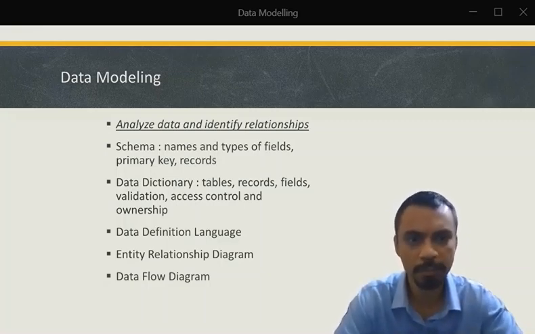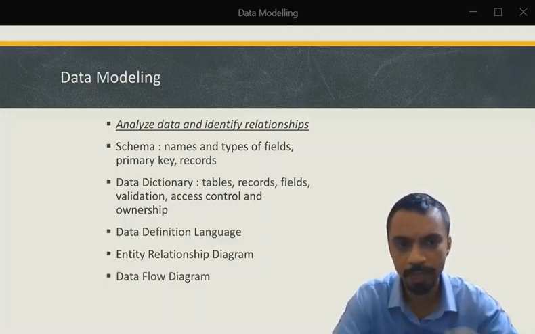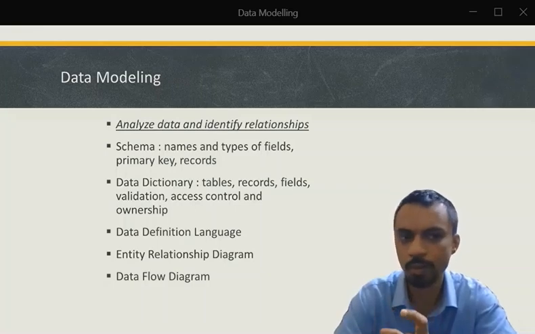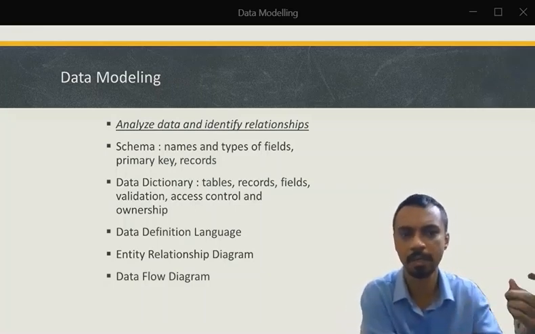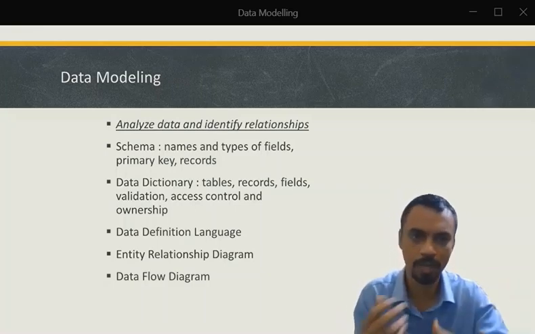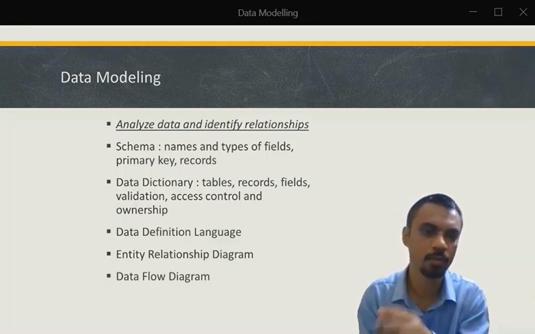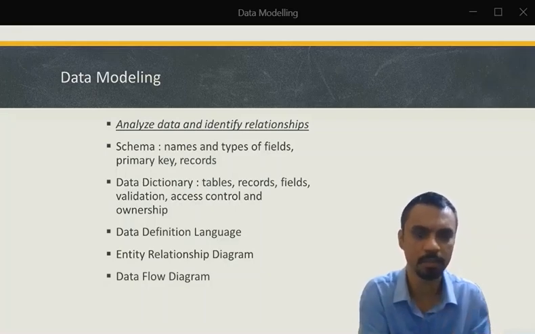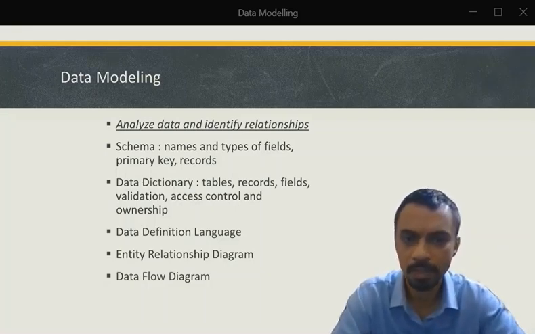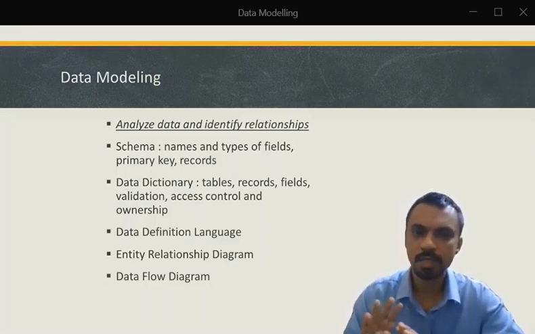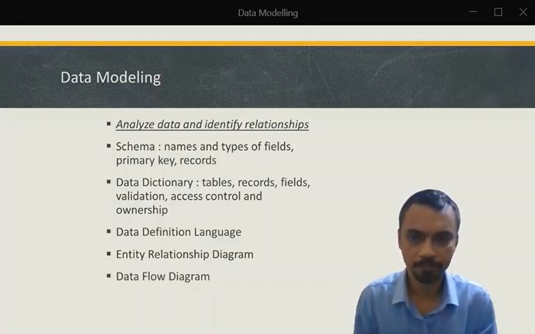Next is ownership. Ownership of most of your data is with you, except the roll number. You don't have ownership of the roll number. The roll number is created by the academic office. Likewise, your grade is not created or modified by you. It is created by the concerned instructor. So all this is mentioned in a data dictionary, right?